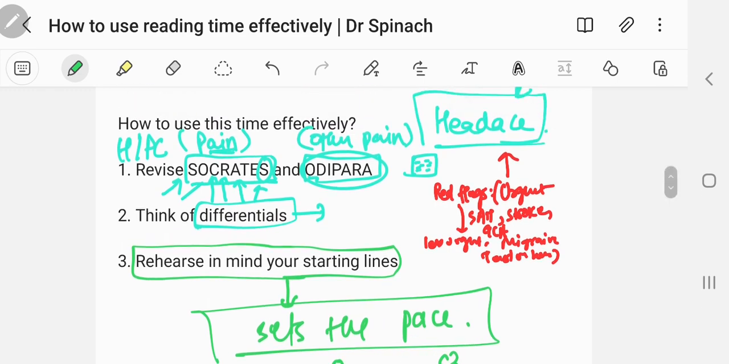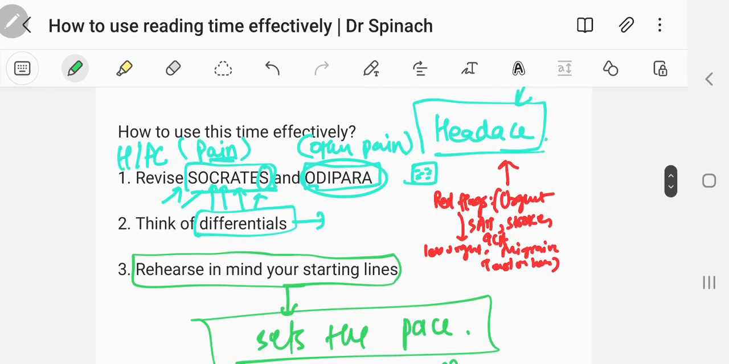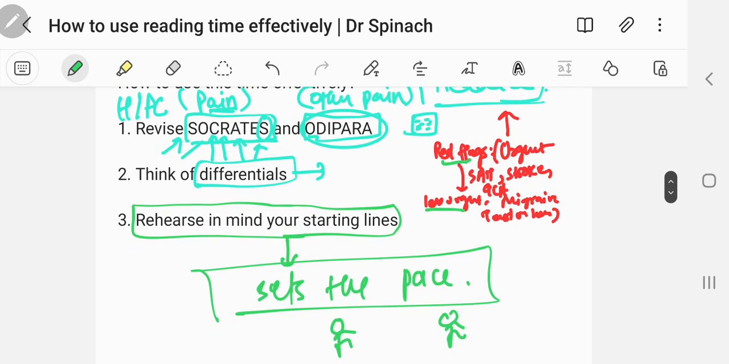So always remember to think about these three things. The first thing is either SOCRATES or the OPQRST. Think of the differentials, red flags first, and then least urgent ones later on. And finally, rehearse your beginning lines in your mind. So yeah, that is it.